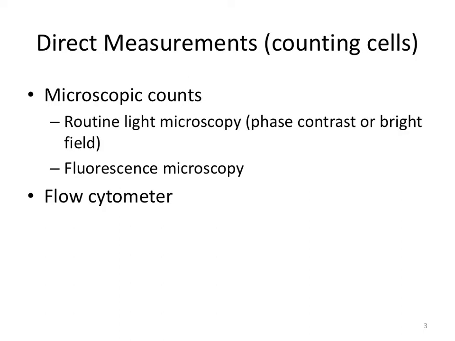So direct measurements involve directly counting cells, or evidence that cells were present. This can include microscopic counts that are derived using routine light microscopy, including phase contrast or bright field, or it can also involve microscopic counts using fluorescence microscopy. Another method that is considered to be a direct measurement of populations is the use of the flow cytometer.